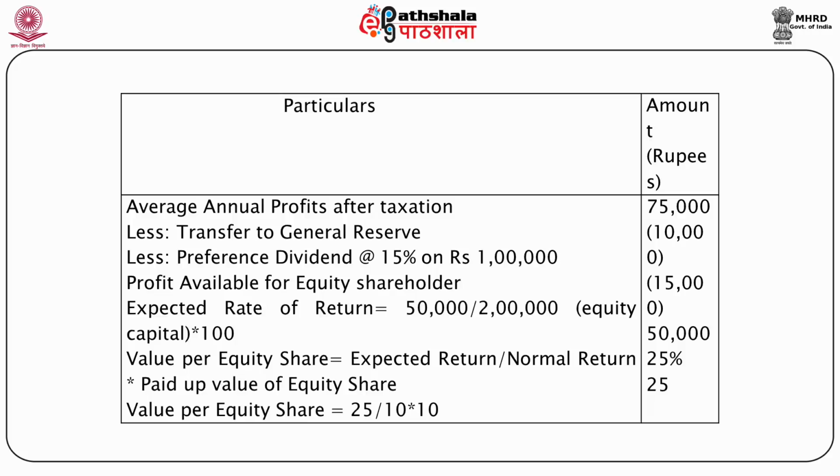So value per equity share is equal to expected return divided by normal return and multiplied by paid up value of equity share. So value per equity share comes at 25 by following this method, that is 25 divided by 10 into 10. So answer is 25.